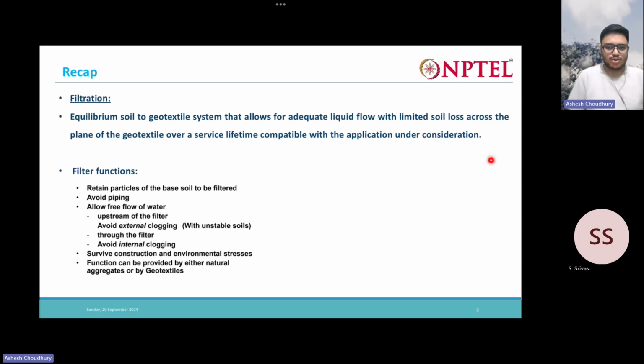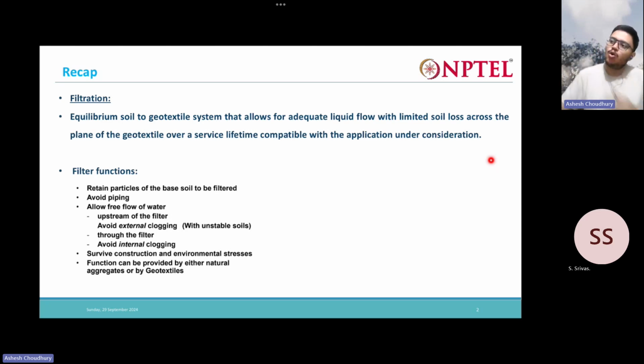Okay, so what are the functions of a filter? Let us see. Retain particles of the base soil to be filtered. Yes, as I said, you need to retain the soil particles, right? Avoid piping. So what is piping? Piping means when loss of fine particles starts to occur through a filter.